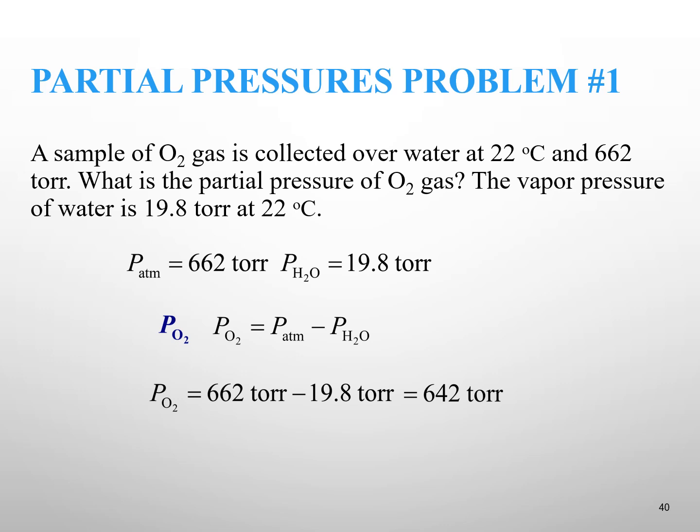All right, so the first problem here: they said you have a sample of oxygen gas collected over water at 22 degrees Celsius and 662 torr. 662 torr is the total pressure. What is the pressure of oxygen gas? The vapor pressure of water is 19.8 torr at 22 degrees Celsius. So remember, oxygen's pressure is the total pressure of the entire atmosphere, which is 662, minus the pressure of water, which is given as 19.8. So 662 minus 19.8 will give you 642 torr as the pressure of just the oxygen here.